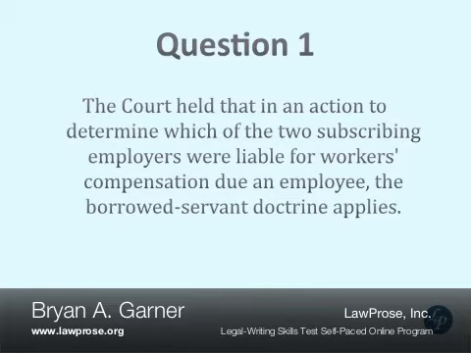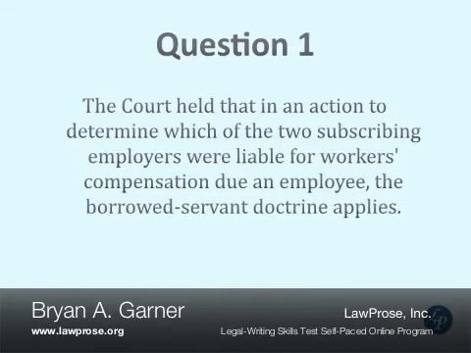So question 1. The court held that in an action to determine which of the 2 subscribing employers were liable, well, immediately you can see which of the 2, it should be which of the 2 was liable, because the which is singular, and the word one is actually implied after which one of the 2 subscribing. But let's look at the rest of the sentence. This is the way a professional writer or editor approaches a text. You think, well, that's the problem. There may be something else, though.